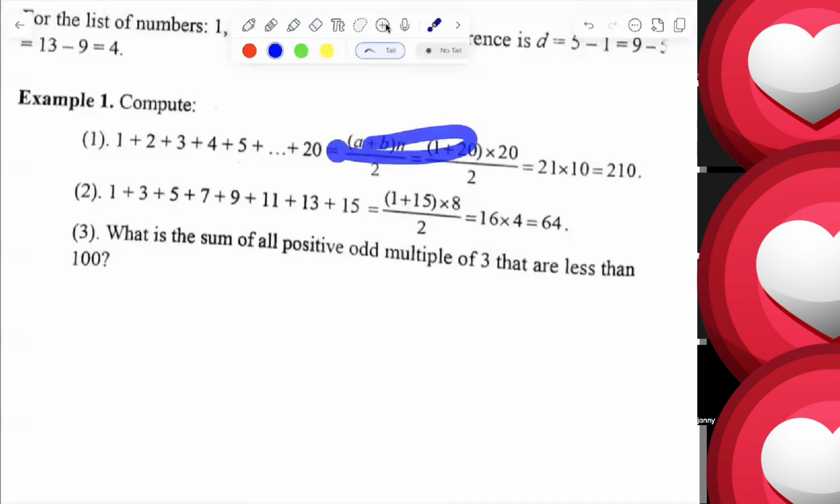This is just an exercise to help you out. As you can see, it's 64.